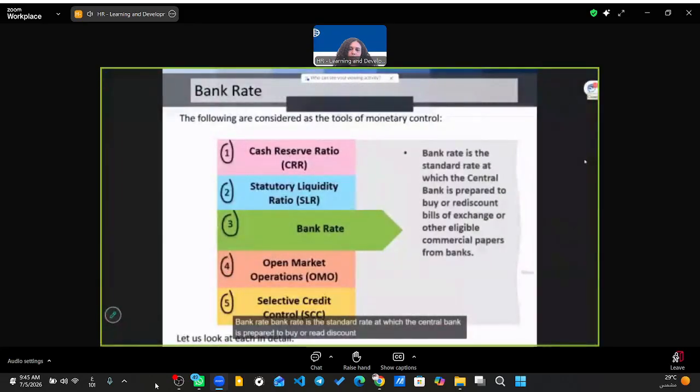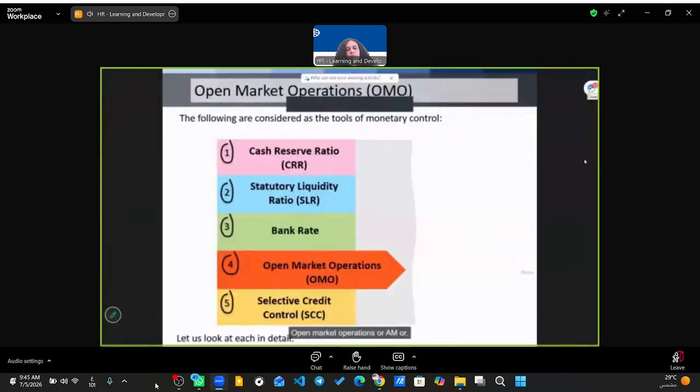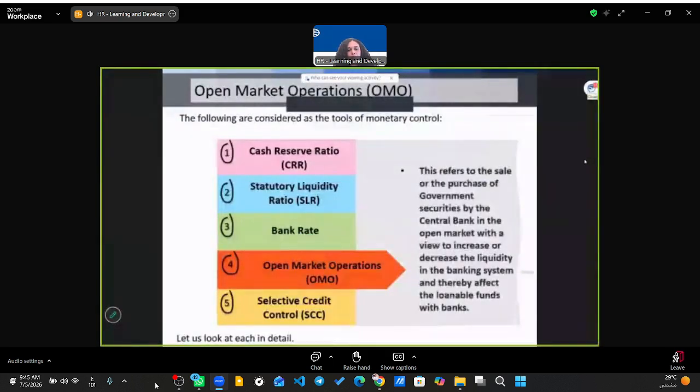Bank rate. Bank rate is the standard rate at which the central bank is prepared to buy or rediscount bills of exchange or other eligible commercial papers from banks. It is the basic cost of rediscounting and refinance facilities provided by the central bank. Open market operations or OMO. This refers to the sale or the purchase of government securities by the central bank in the open market with a view to increase or decrease the liquidity in the banking system and thereby affect the loanable funds with banks.